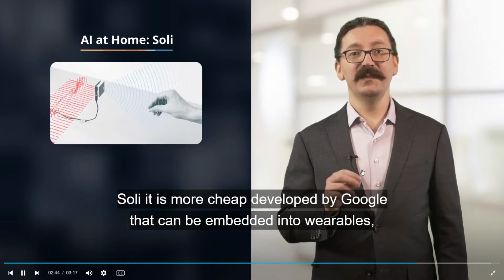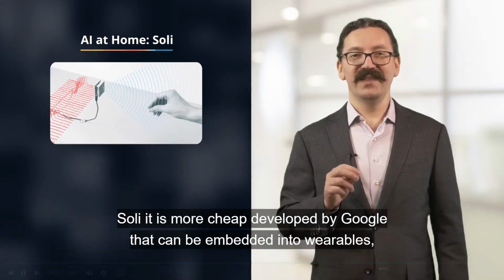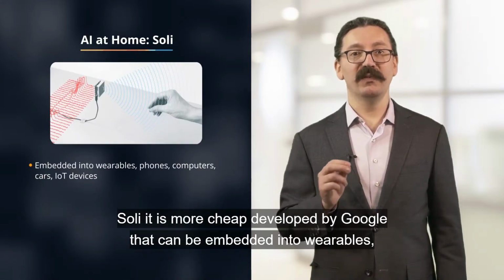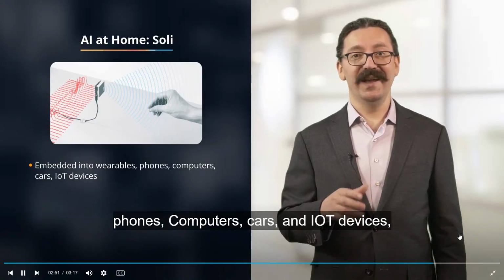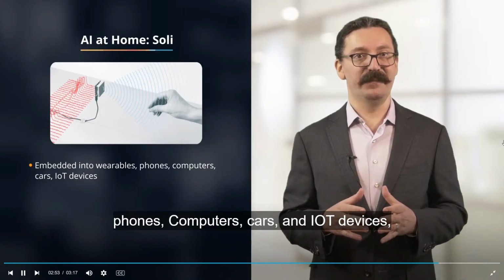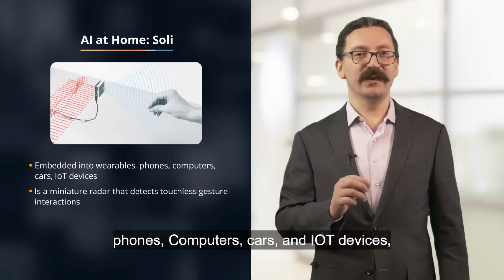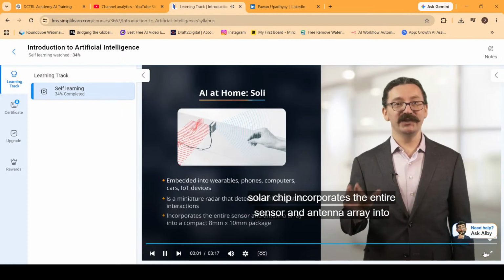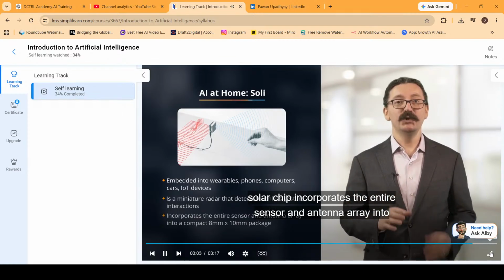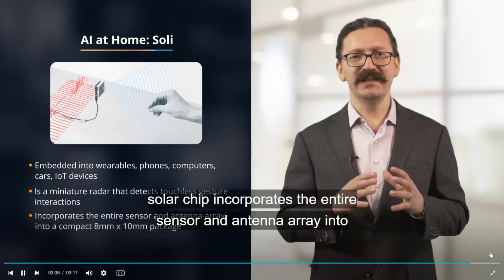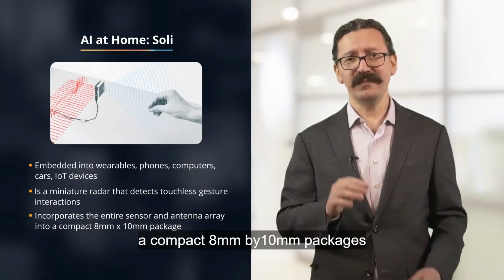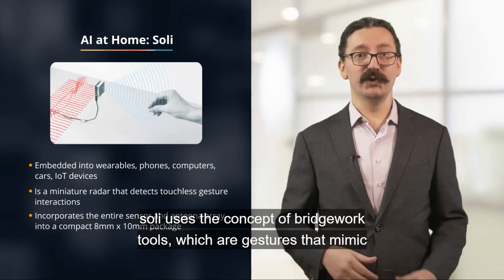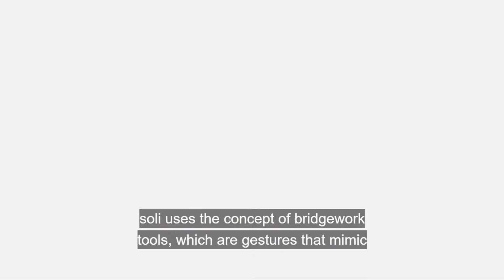Soli is a small chip developed by Google that can be embedded into wearables, phones, computers, cars, and IoT devices. It is a miniature radar that detects touchless gesture interactions. The Soli chip incorporates the entire sensor and antenna array into a compact 8mm by 10mm package. Soli uses the concept of virtual tools, which are gestures that mimic physical interactions with devices.